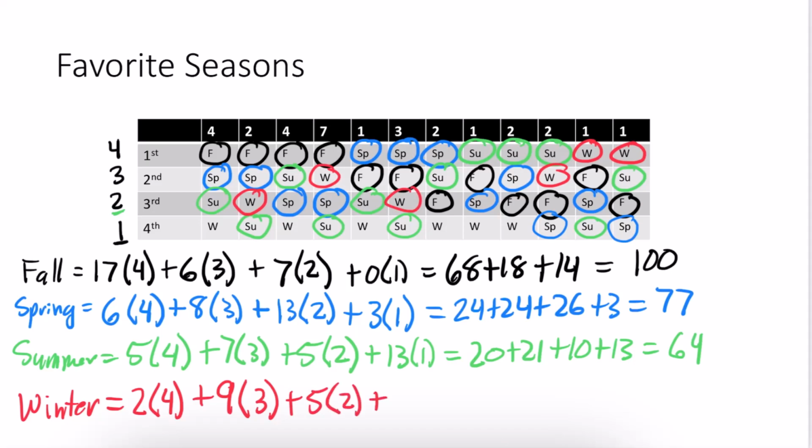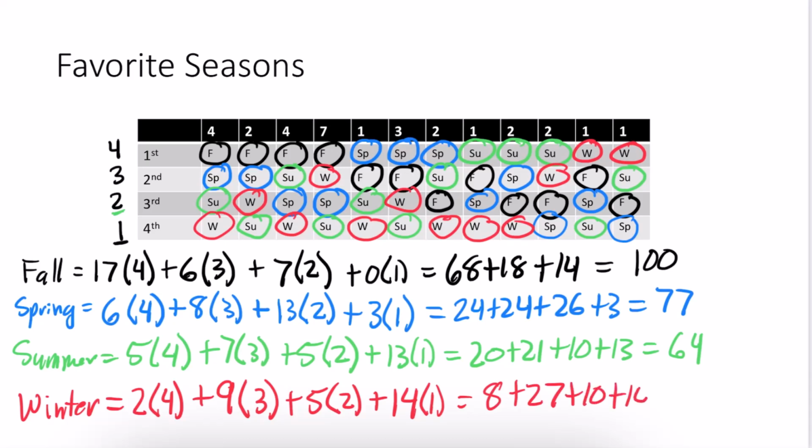And then for my last choice votes, I have 4 plus 1 plus 2 plus 1 plus 2. And that's a total of 14 last choice votes, which each get 1 point. Then I'll simplify that out and I get 8 plus 27 plus 10 plus 14. And that tells me that the Borda count for winter is 59.